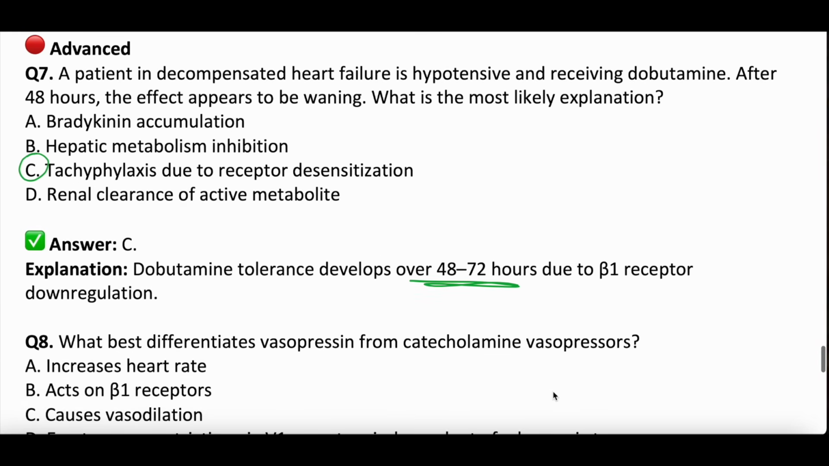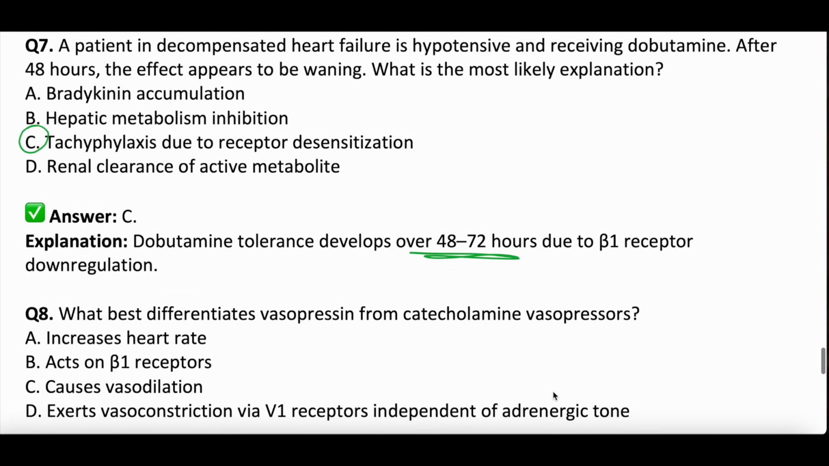All right, question 8. What best differentiates vasopressin from catecholamine vasopressors? A, it increases heart rate. B, it acts on beta-1 receptors. C, it causes vasodilation. Or D, it exerts vasoconstriction via V1 receptors independent of adrenergic tone.